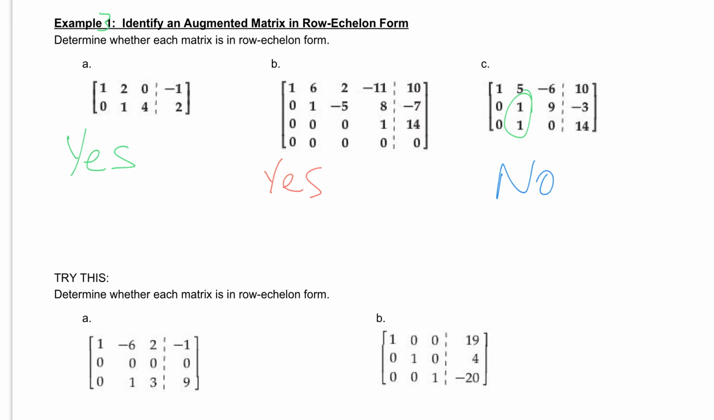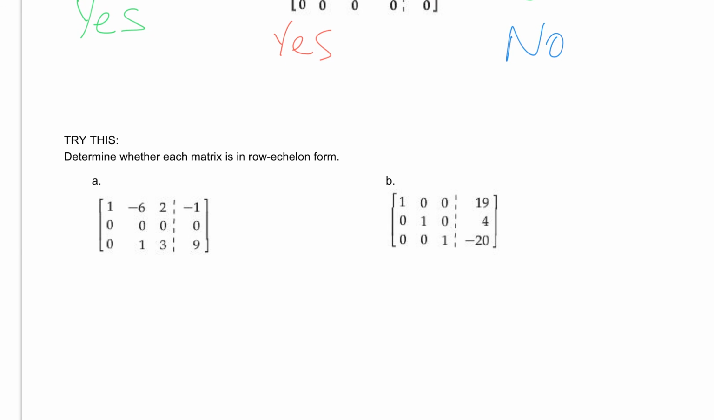Now what I'd like you to do is take a look at the try this and see if you can figure out whether these are in row-echelon form or not and the reason why. Go ahead and pause it and unpause it when you're ready to check your answer.